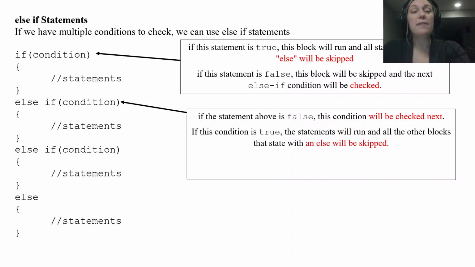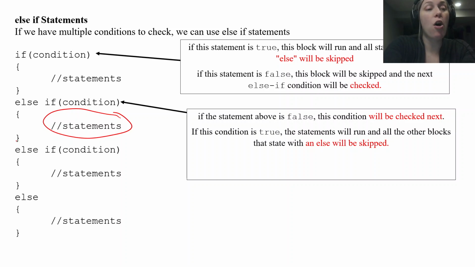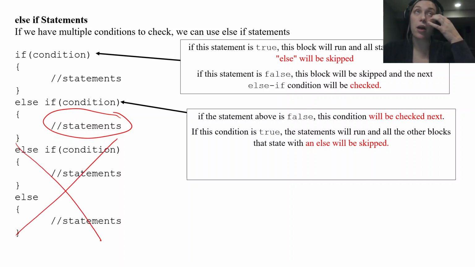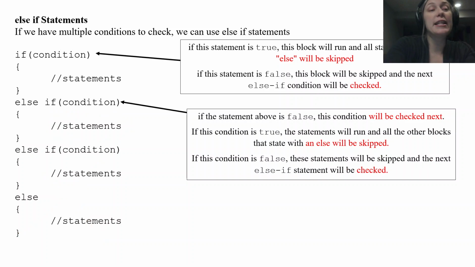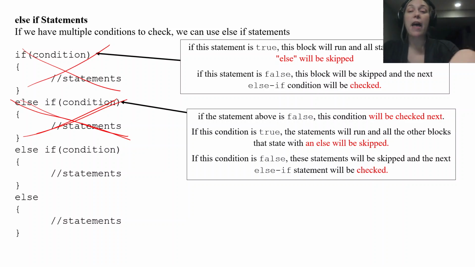If this condition is true, this statement will run, and all other blocks below it will be skipped. All other blocks that contain an else or start with an else will be skipped. If this condition is false, so that means this condition was false, this condition was false, then the statements will be skipped, and the next else and else if will be checked.